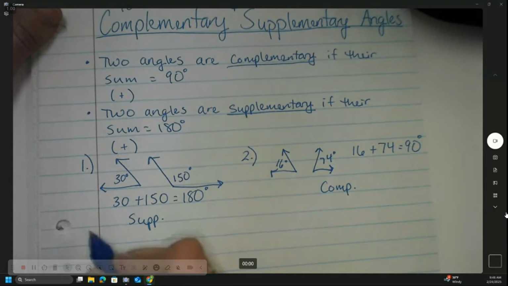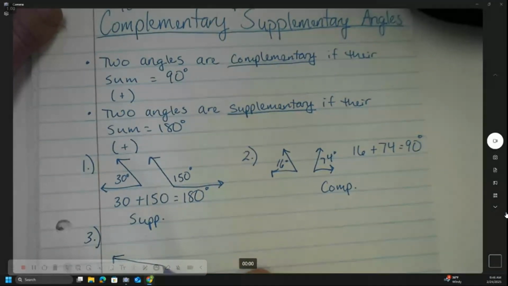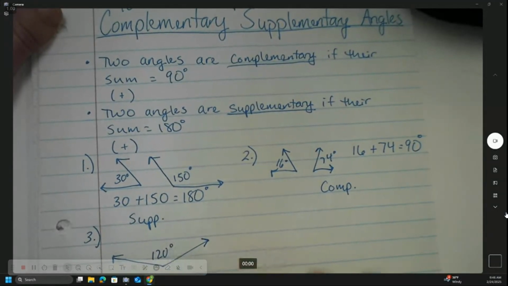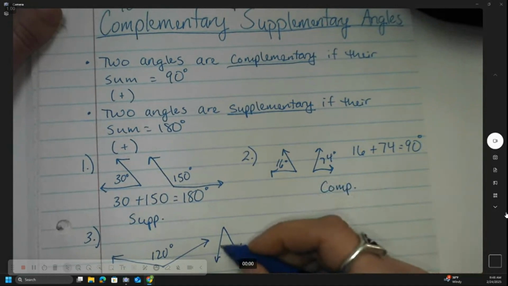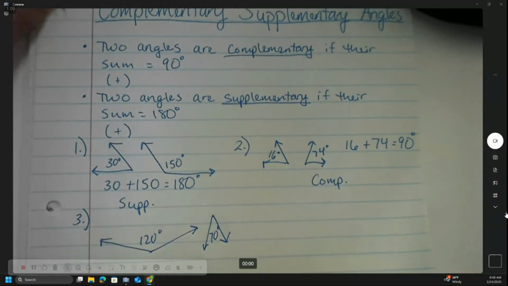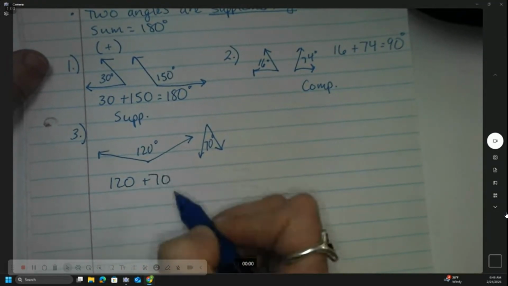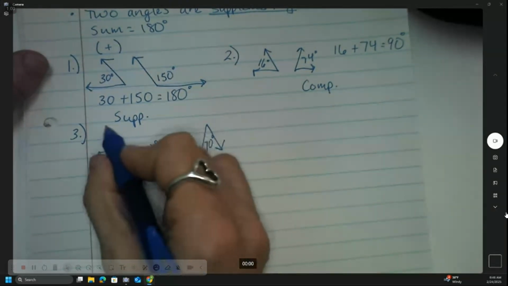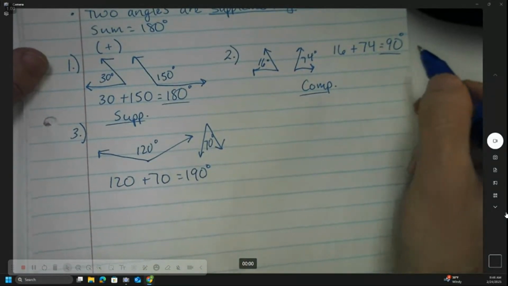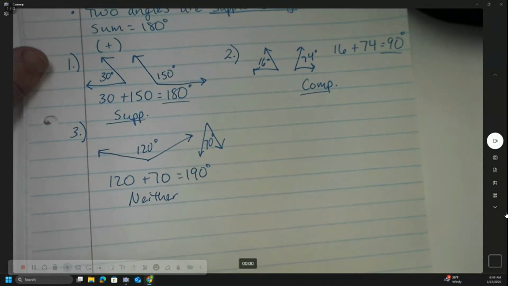Number three. Let's do another obtuse angle. Might look like this. I'm going to say it's 120 degrees. And I'm going to do an acute angle that looks like this, and it's 70 degrees. Angles are all over the place. They look funky all the time. And I know that 120 plus 70 is actually 190 degrees. So again, if they don't equal 180 or 90, that means it's neither comp or sup. All right, so there's your first three examples.